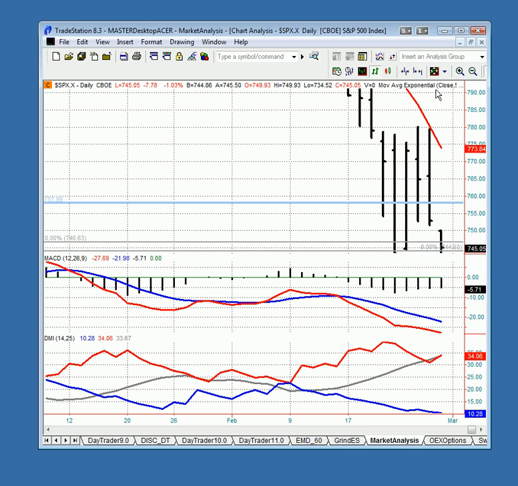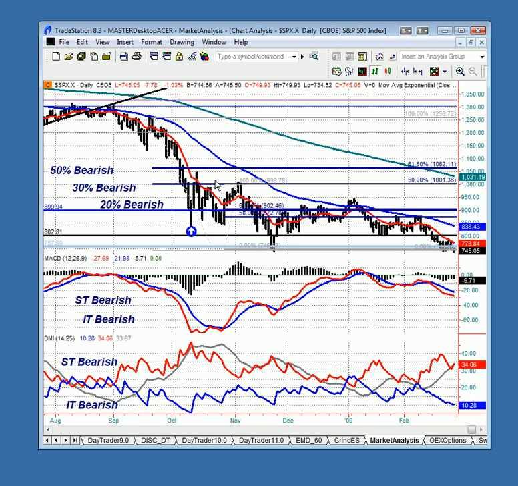So where do we go from here? We're going to go ahead and zoom out a little bit there. Obviously we did switch back to neutral around, I guess it was 789.